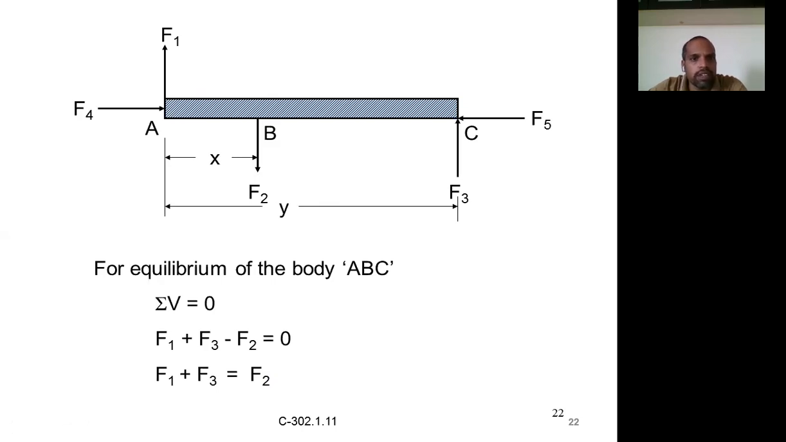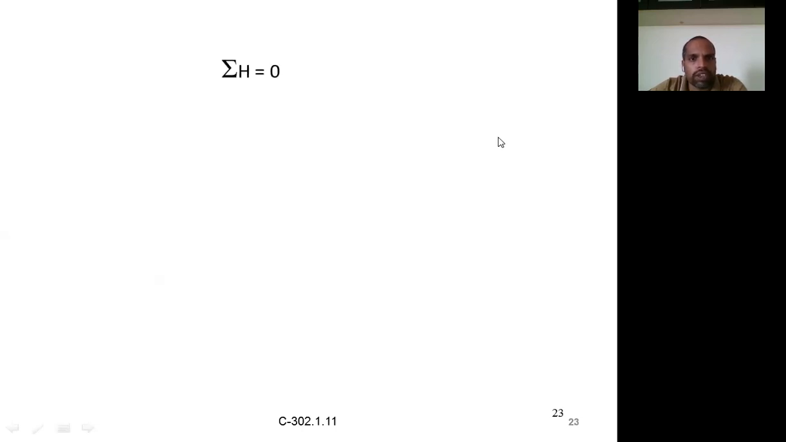Similarly, if you take sigma H equal to 0, F4 is equal to F5, because there are no other inclined forces, only horizontal forces. F4 is equal to F5.